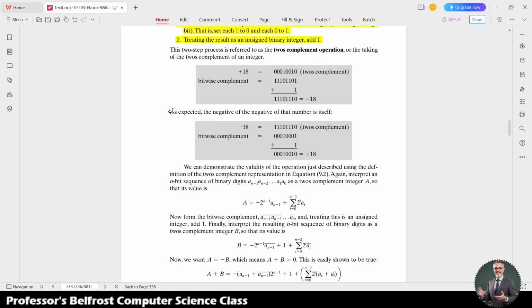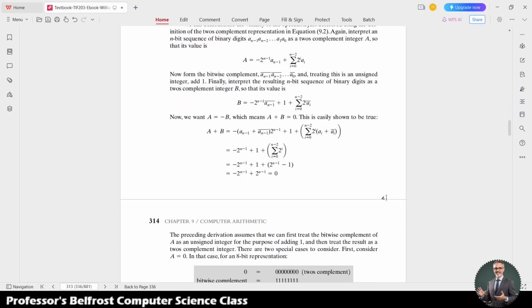As expected, the negative of the negative of that number is the number itself, the positive. So positive to negative, and negative back to positive, is the same thing.